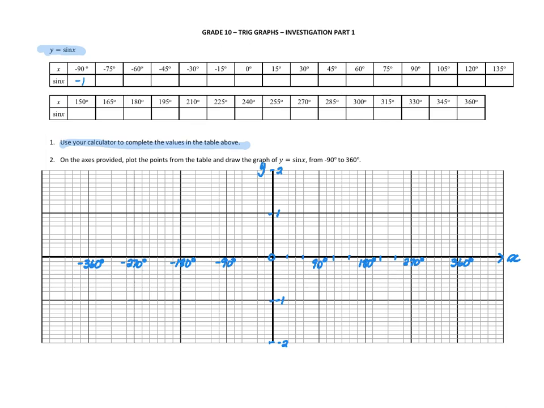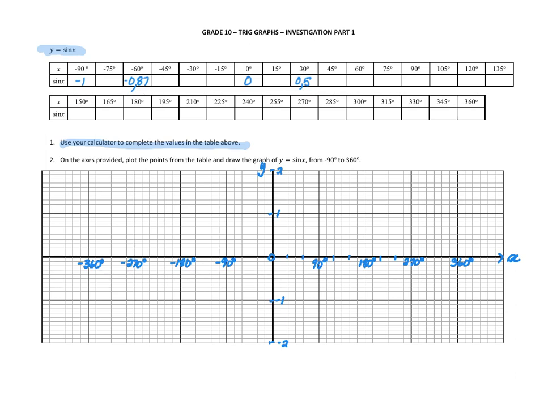Key in sine of negative 60, round off to 2 decimal places, and you will get negative 0,87. If you key in the sine of 0 degrees, your answer is 0. And if you key in the sine of 30 degrees, your answer is 0,5.